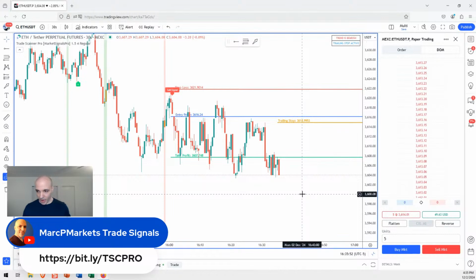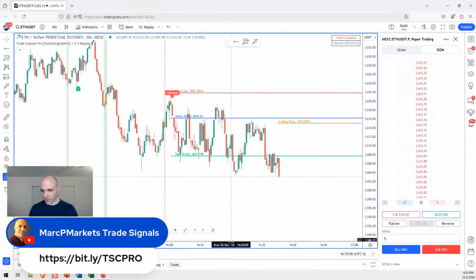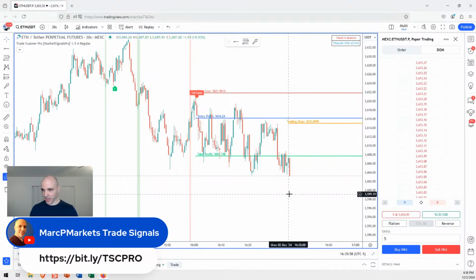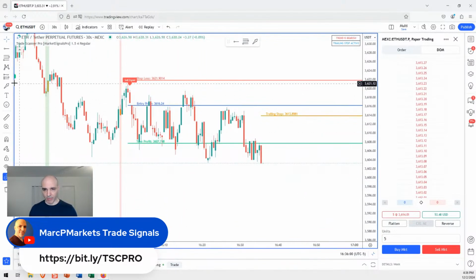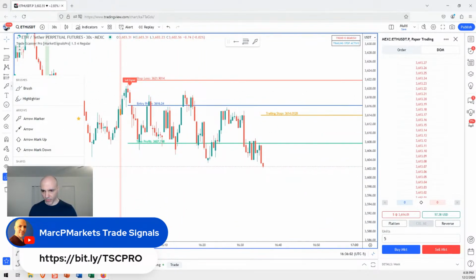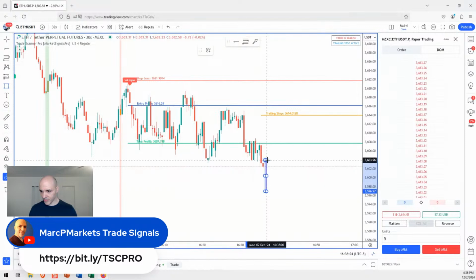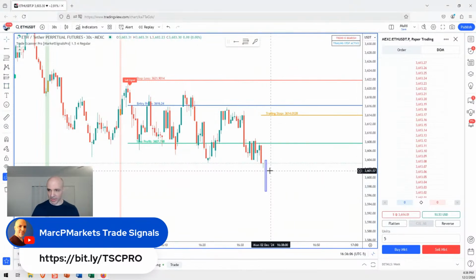Okay, so we break here. This is what I'm looking for. Let's see if it clears the area. How will we know it clears? When we get a big candle, right? We get something like this. That would be clearing it. Because right now we could still get a failed low. We're in failed low territory right now.